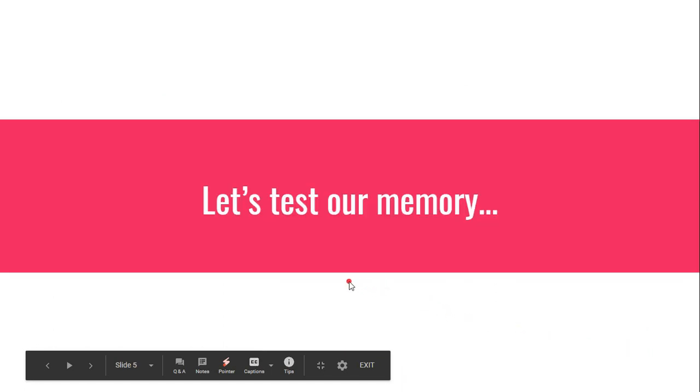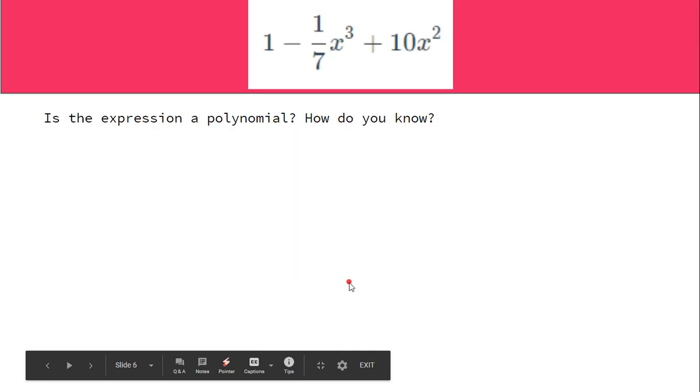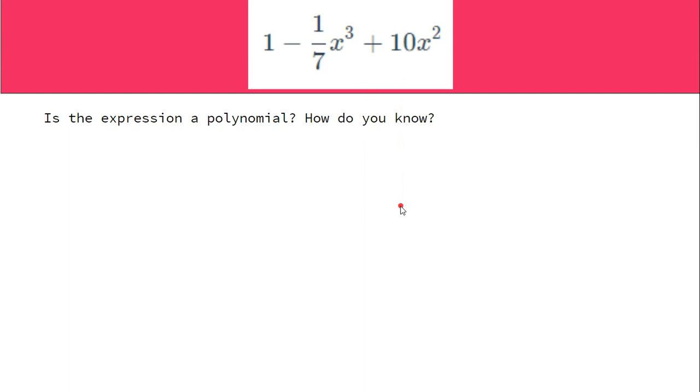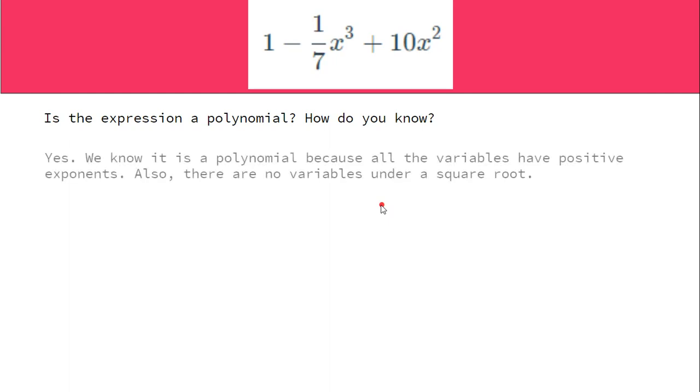Okay, so let's test our memory about some of these terms. If we look at this expression up here, is it a polynomial, and how do we know? You can pause the video so you can think about it. When you're ready for an answer, you can unpause the video. Okay, so we know that this is a polynomial, yes, because all the variables have positive exponents. They are also whole number exponents, and we have no variables underneath a square root.